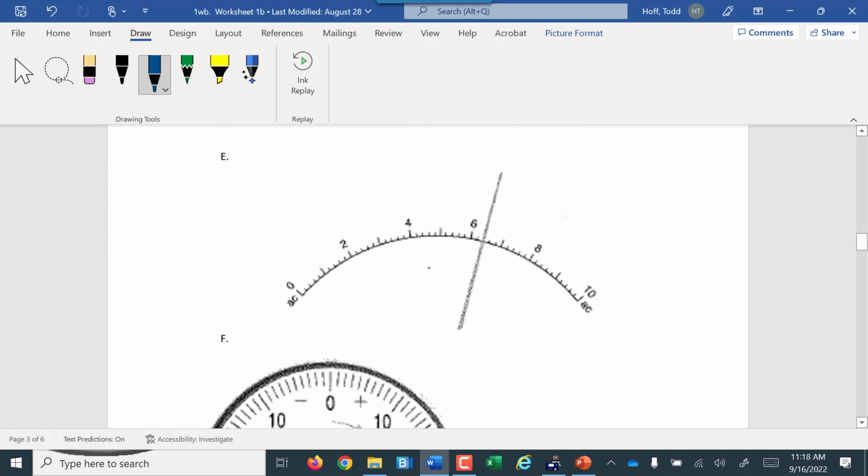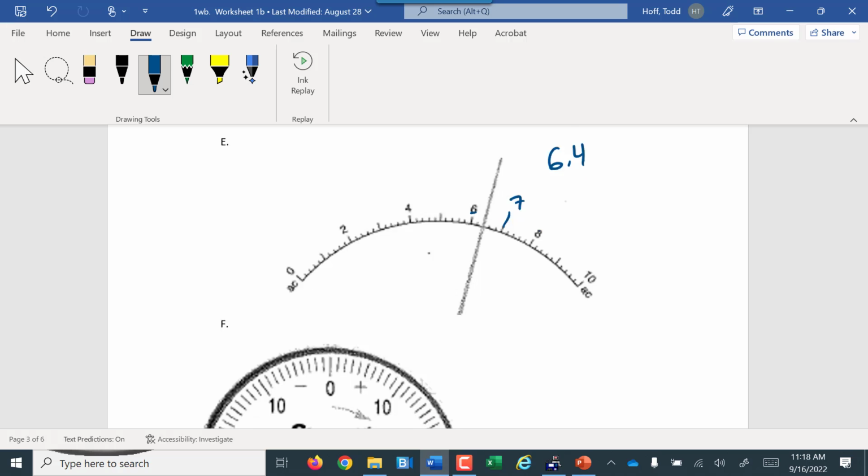This one's pretty easy. What's that one reading? Careful. 6.4. This is actually the 7 here because it jumps from 6 to 8. So each of those is 0.2.